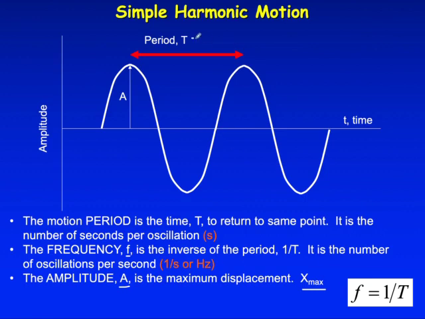So for example, if the period in this particular case is 2 seconds, the frequency would be 1/2 or 0.5 hertz. What does this mean? It means that it takes 2 seconds for this thing to complete one oscillation. And the frequency, how many waves per second? Only 1/2 of a wave passes by a point each second.